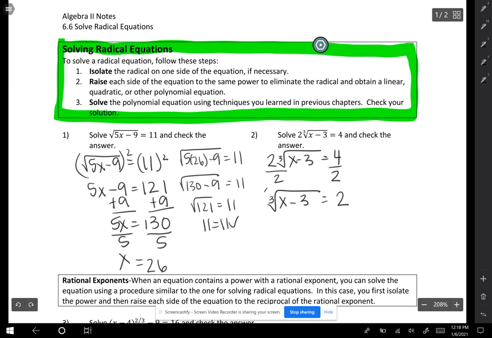The opposite of cube root is cubed, so I'm going to cube both sides of my equation. This gives me x minus 3 equals 8. Then I'm going to add 3 to each side to get x equal to 11.